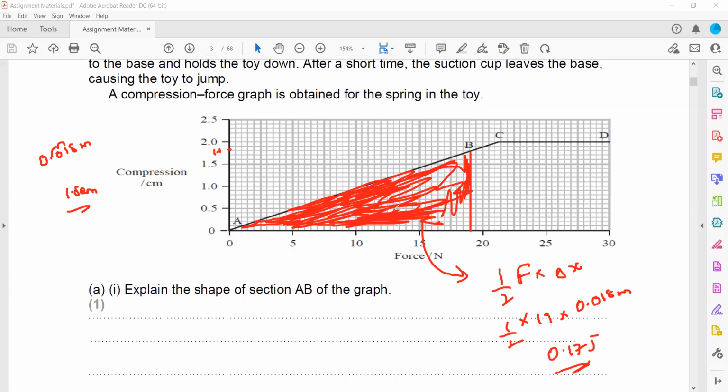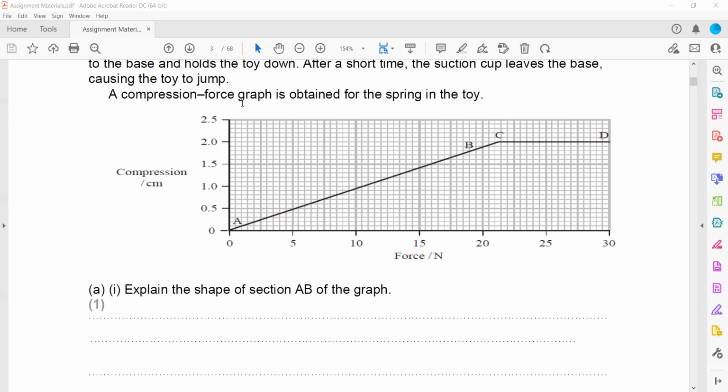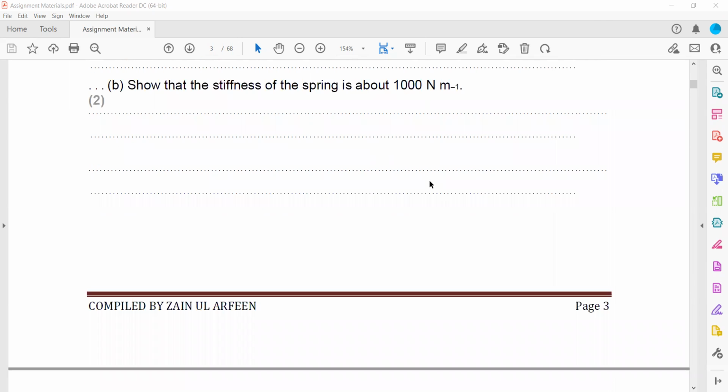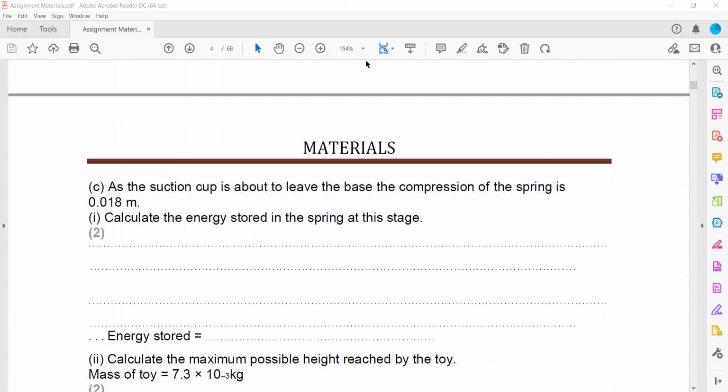Is it clear? Yes, sir. So can I use another formula like half kx squared? Yes, you can use that. You can also use half kx squared. You will get the same answer, because we worked out the stiffness, so we worked out k. If I use half kx squared, I will get the same answer. So it will be half, k was 1111 and x is 0.018. When you simplify, what's the answer for this?